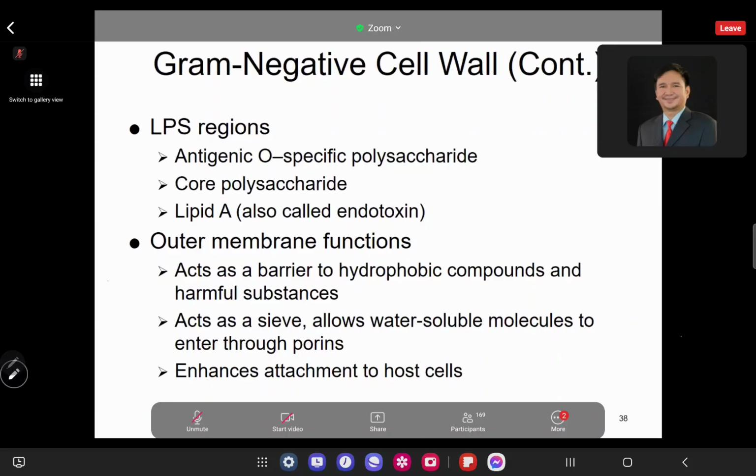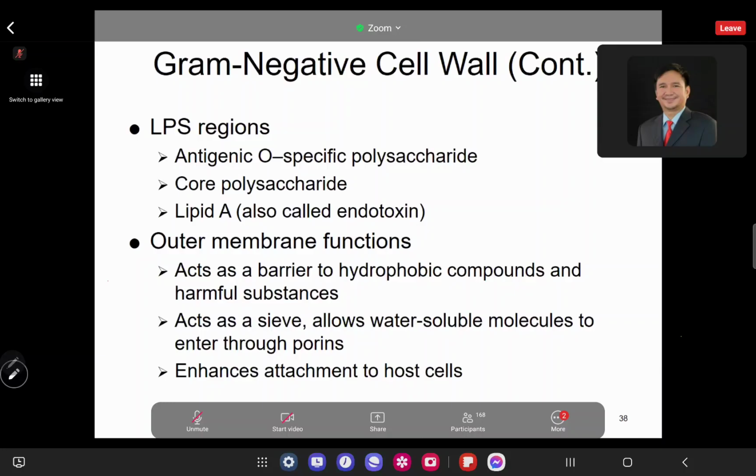Let's say you were infected with a gram-negative bacteria, it would produce an endotoxin. And that endotoxin would trigger symptoms in the body. It could be diarrhea, it could be rashes, it could be hemorrhage. So different effects of your endotoxin.